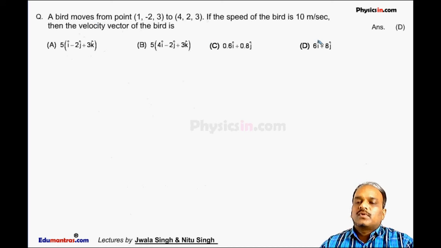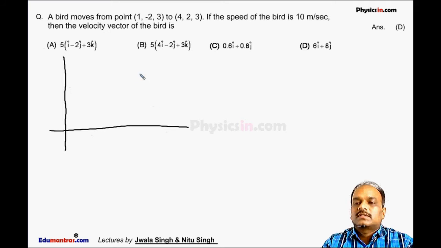A bird moves from a point. Suppose this is our x-axis, y-axis and z-axis. The bird starts moving from this point A.